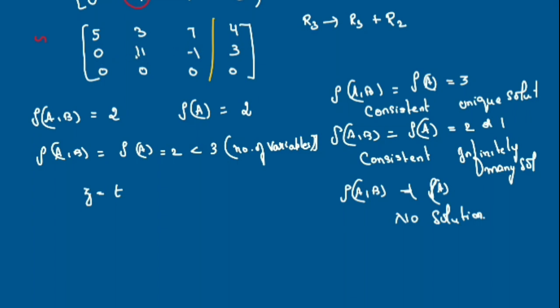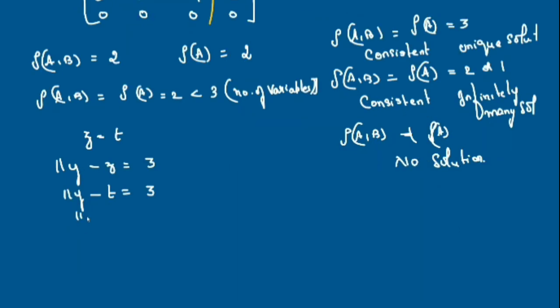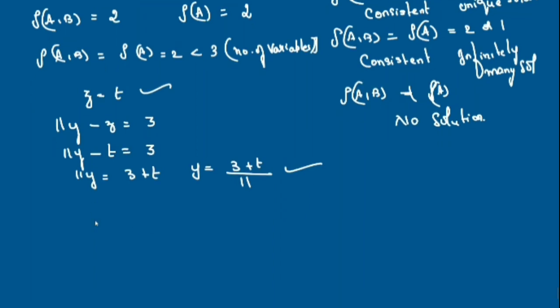This is x, y, z. So you write now 11y, because there is no x here. This is the y column, minus z equal to 3. Now this z you put as t. So 11y minus t is equal to 3. So we get 11y is equal to 3 plus t. So y is equal to (3 plus t) by 11. So we got z, we got y. Now we have to find x.